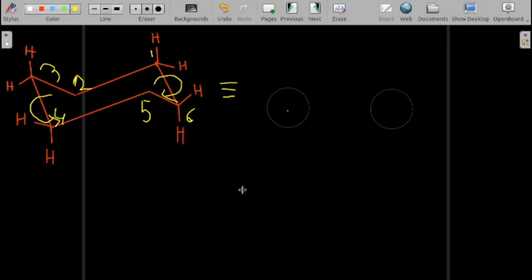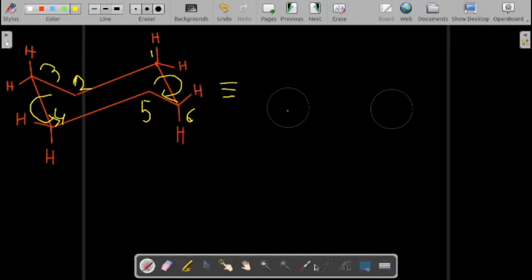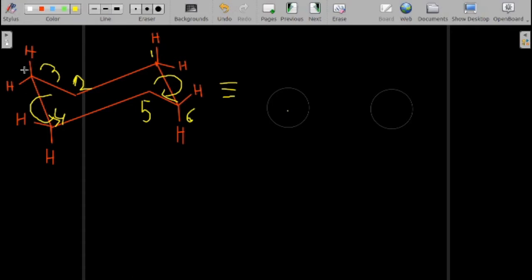So if we sketch the Newman projection for the rotation of this C3 and C4 carbon, here we get that this is the C3 carbon.